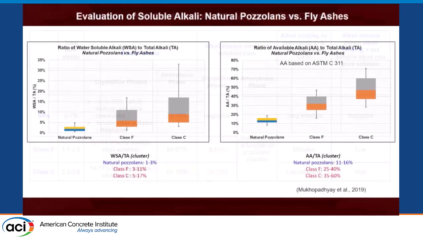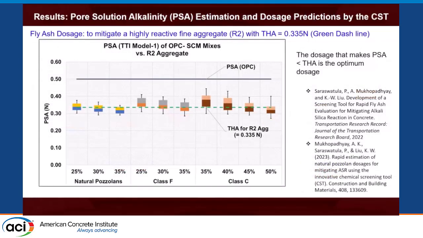I have a slide for that. You see here, the left side is water-soluble alkali. Natural pozzolan very low. Class C, F, intermediate. Class C, high sometimes. Variability, of course, very high variability. Now, this is available alkali based on ASTM C1567. Similar relationship. So the good thing here is natural pozzolan doesn't contribute soluble alkali, or a very negligible amount. Now, you see this is the screening tool.